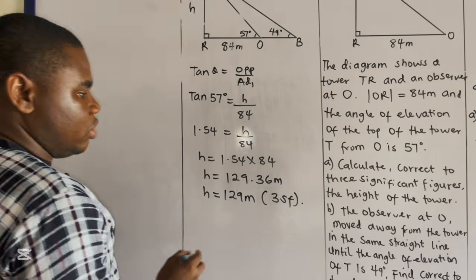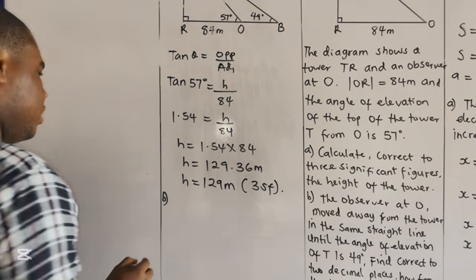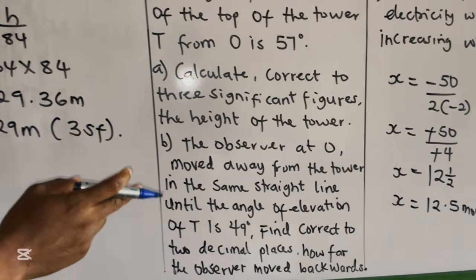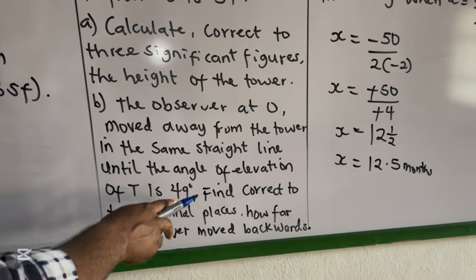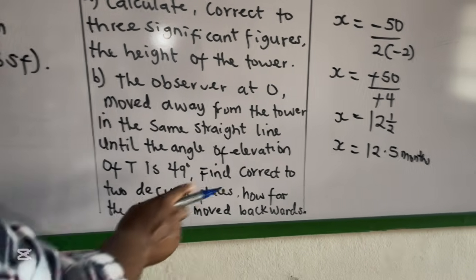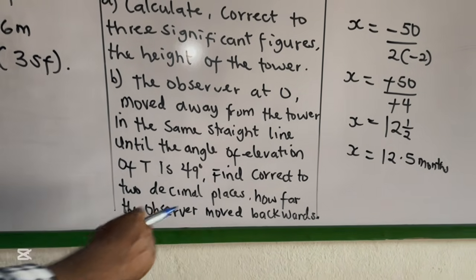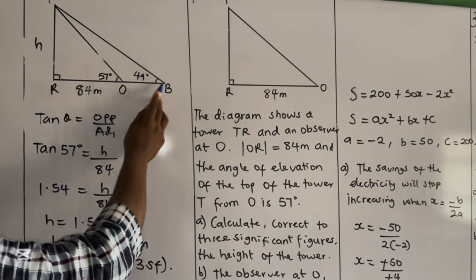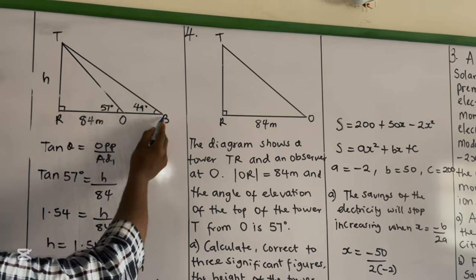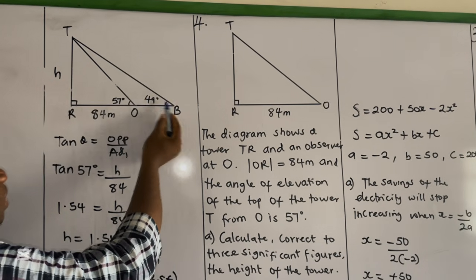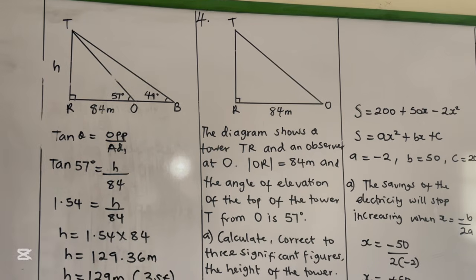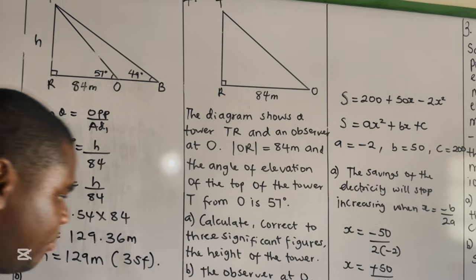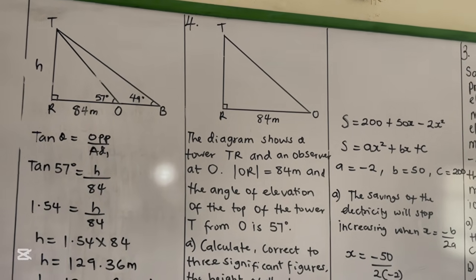Alright, for the second one, we have the observer at O move away from the tower in the same straight line until the angle of elevation of T is 49 degrees. Find correct to 2 decimal places how far the observer moved backwards. So in this case now, the observer has moved backward. That is why I drew this from the beginning. He has moved backwards. So the angle here being formed after he has moved backward is 49 degrees. We are being asked to find correct to 2 decimal places how far the observer moved backward. So from O to B is what we are to find.